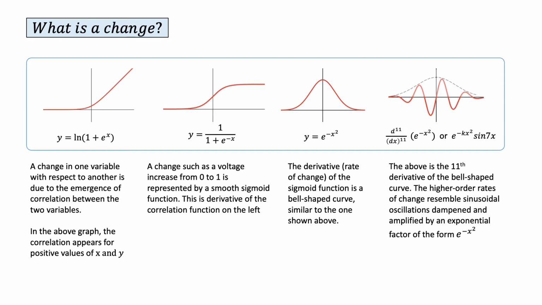The third graph is the bell curve, also called the Gaussian curve, which resembles the derivative of the sigmoid curve. This curve also represents the natural distribution of randomness around a mean value. The last one is the 11th derivative of the bell curve, which starts to look like a sine curve modulated by an exponential function. This seems to tell us that the rates of change at higher orders for a natural process are actually oscillations or vibrations whose amplitude has a bell curve as the envelope. I find that pretty interesting.